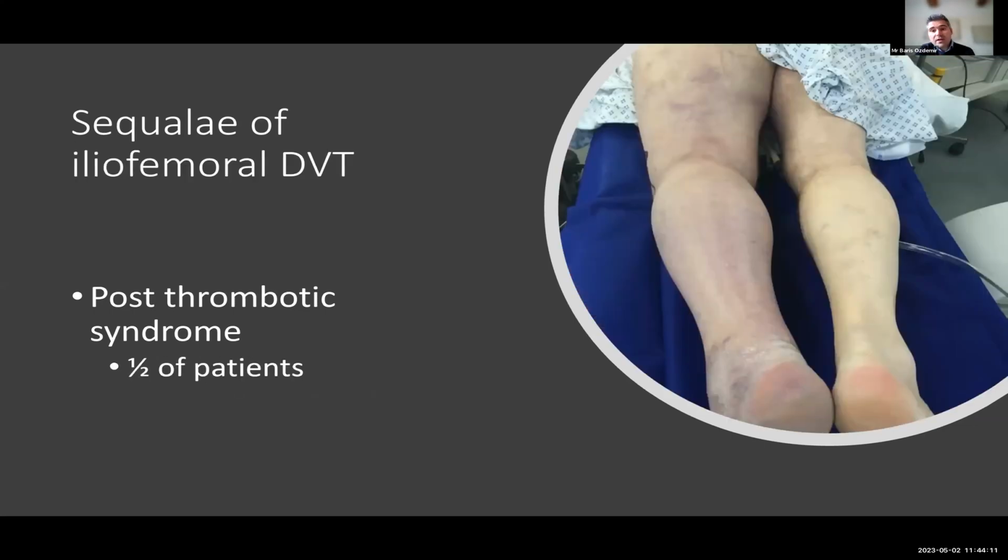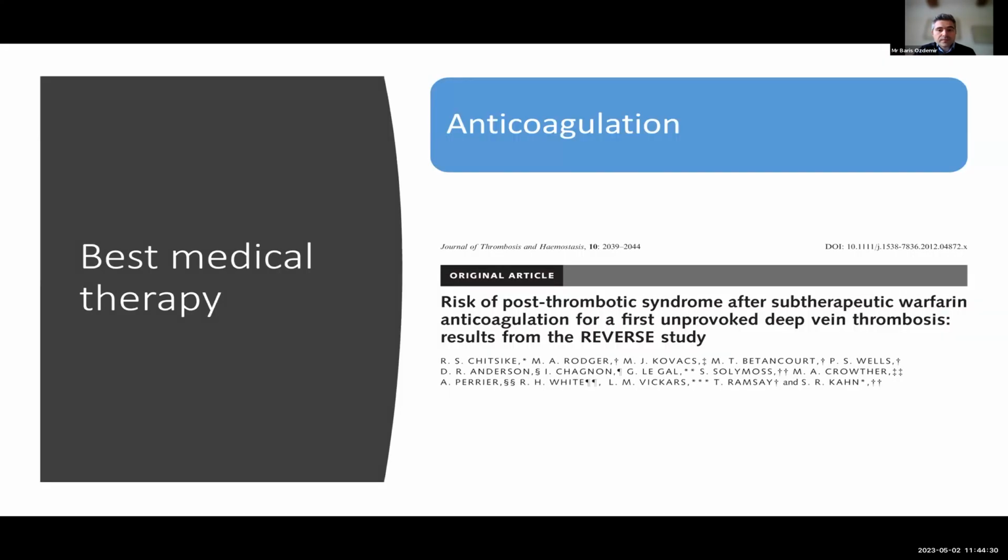In patients with iliofemoral deep vein thrombosis, we know that about 50% will go on to develop post-thrombotic syndrome. And they're the main focus of patients who are seen by vascular surgeons. Now, in terms of trying to prevent post-thrombotic syndrome, it's very clear that anticoagulation is the mainstay of treatment.